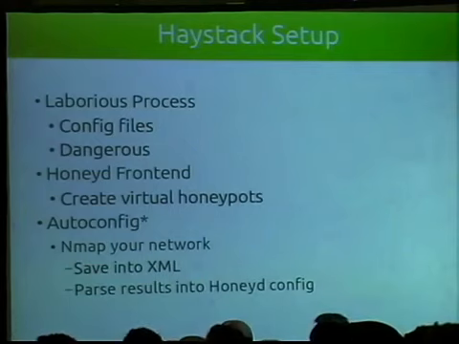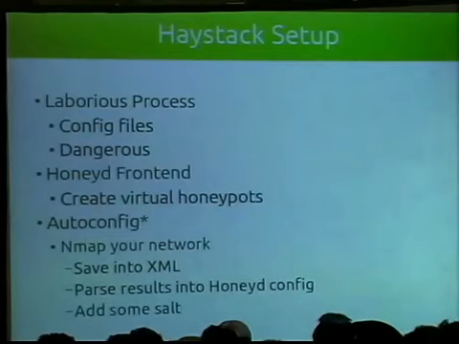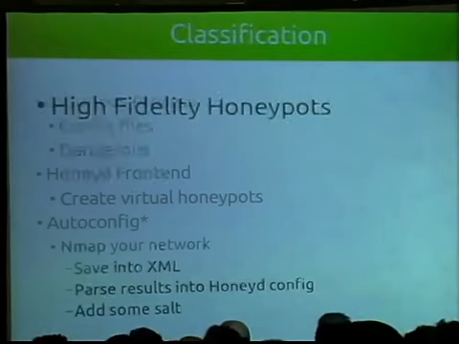So you have a slider bar. You can say, I want it really random or slightly less random. And then it makes one of these fake networks for you that looks like your network, but a little bit different, or as different as you want it to be. That makes setting this up super easy, which is kind of neat. And of course, the irony of using Nmap to then prevent Nmap is not lost on me. Adding salt, the randomness like I mentioned.